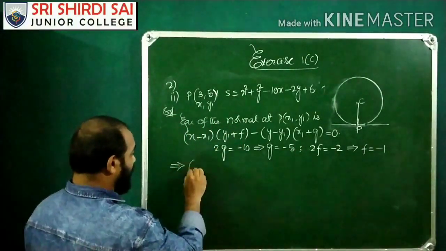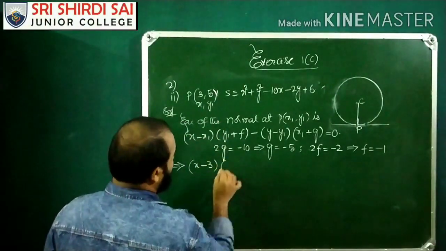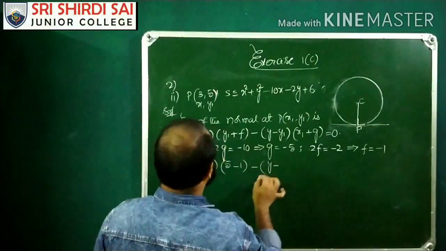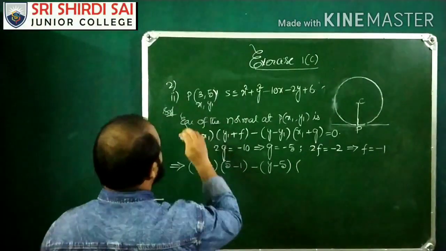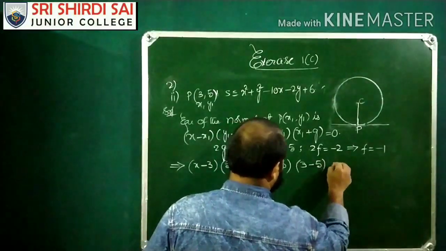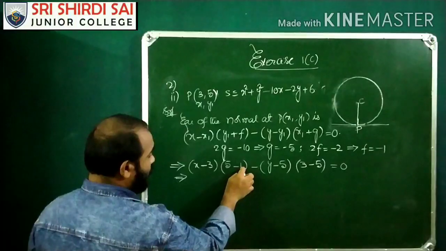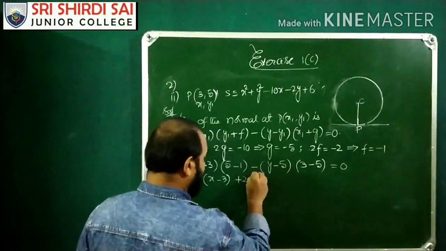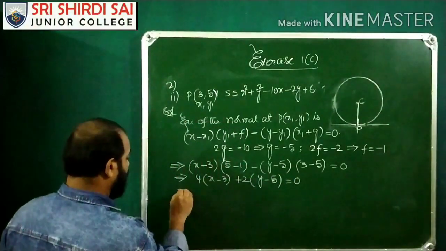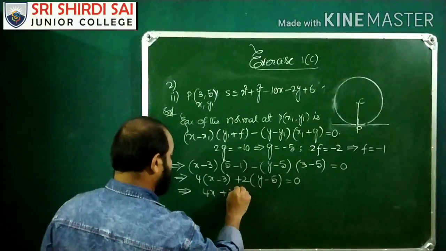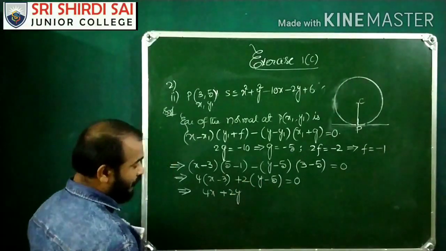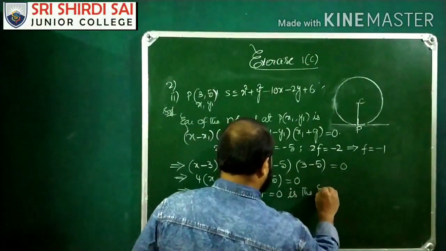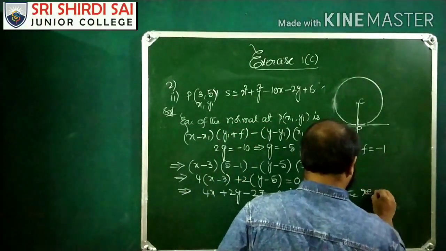so simply substituting in this. x minus x1, which is 3, into y1 which is 5 plus f which is minus 1, minus of (y minus y1, which is 5) into x1 which is 3 plus g, whose value is minus 5, equals 0. So 5 minus 1 is 4 into (x minus 3), minus 3 minus 5 is minus 2, minus of minus, plus 2 into (y minus 5) equals 0 implies 4x plus 2y, 4 3s are minus 12, 2 5s are minus 10, so minus 22 equals 0 is the equation of the required normal.